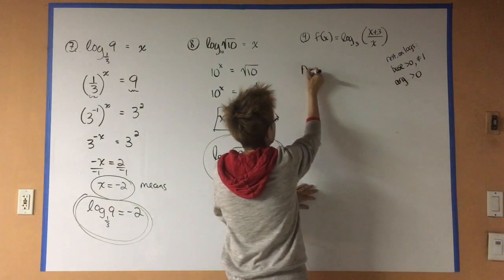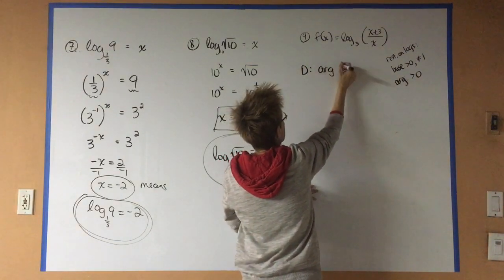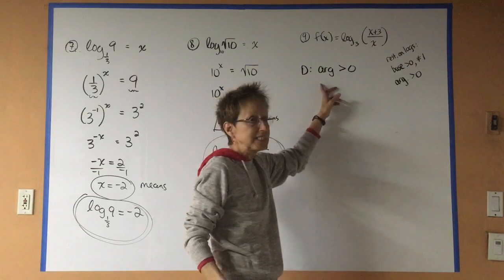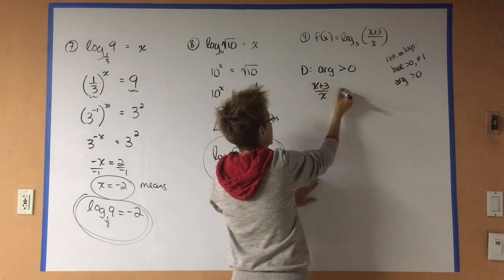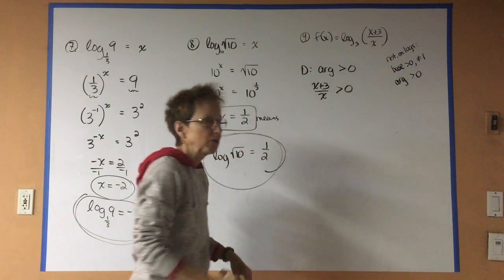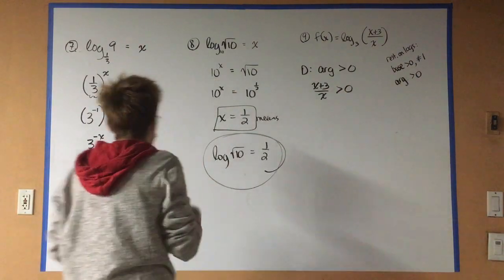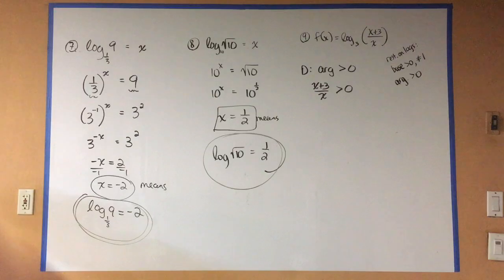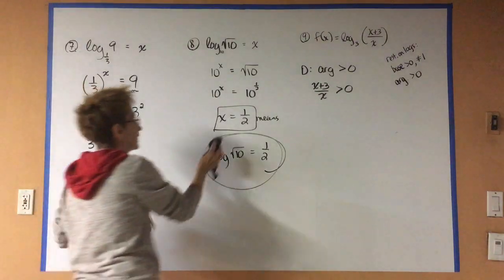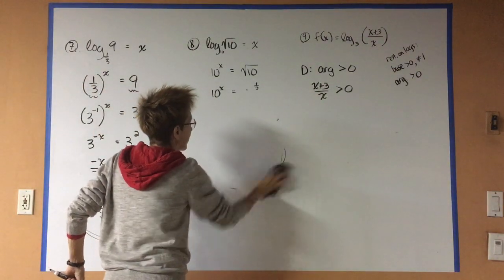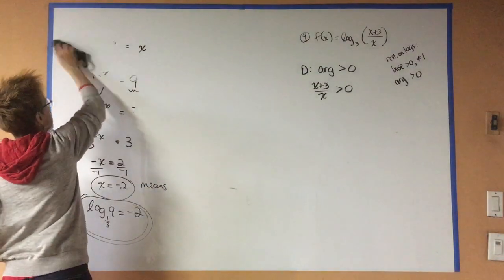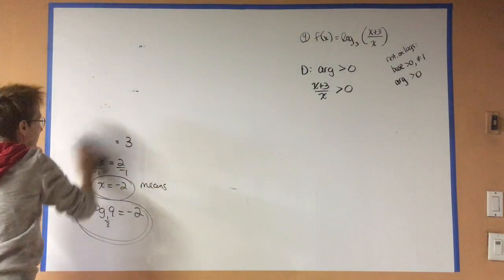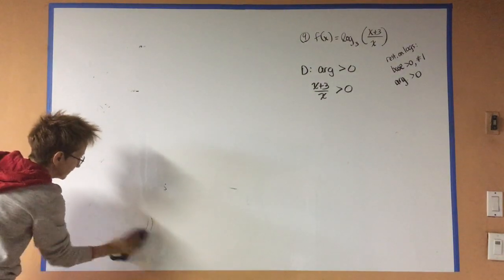Argument, so domain. Argument needs to be greater than 0. So what is the argument? The argument is (x plus 3) over x, and it needs to be greater than 0. So I need to solve this in order to figure out what my domain restrictions are so I can answer this question. How do I solve that? That's an inequality, right? How do I solve that inequality?